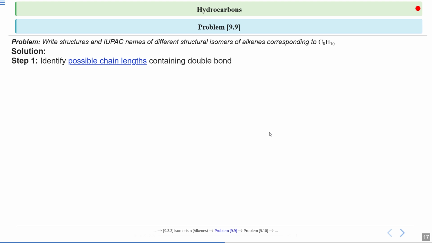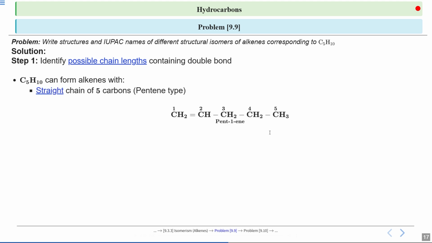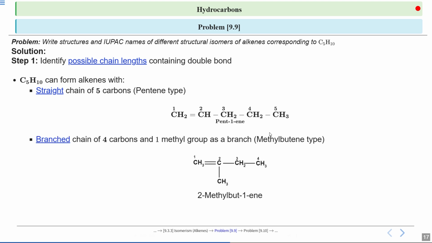Now we begin the solution by identifying the possible chain lengths that can contain a double bond. This is the first step in determining the structural isomers of the alkene for the given molecular formula. C5H10 can form an alkene with a straight chain of 5 carbons known as pentene. The structure of pent-1-ene is shown here, where the double bond is between the first and second carbon atom. So this is one of the simplest forms of alkenes we can have with 5 carbon atoms.